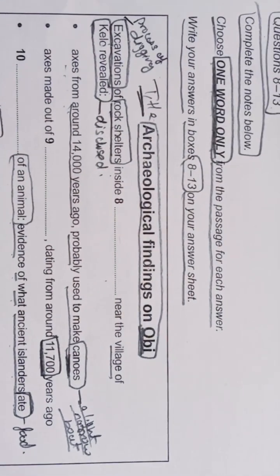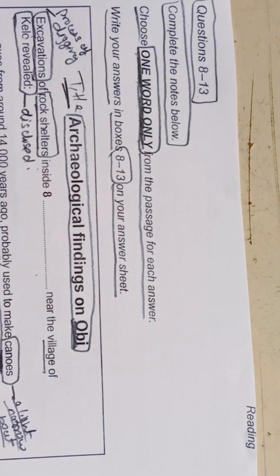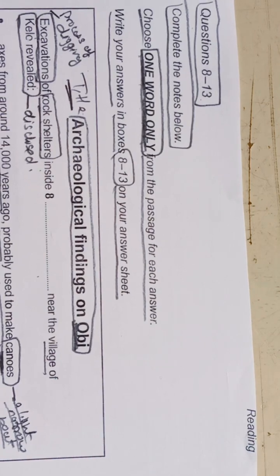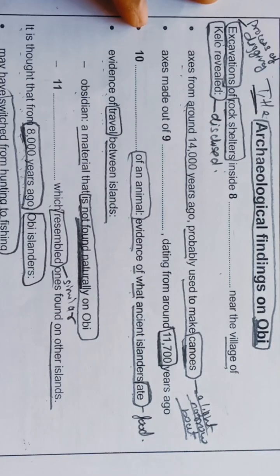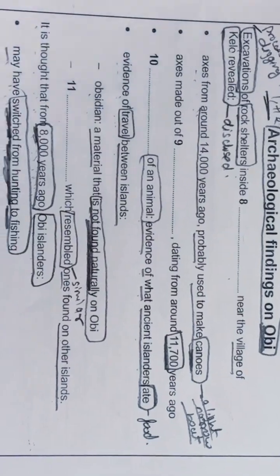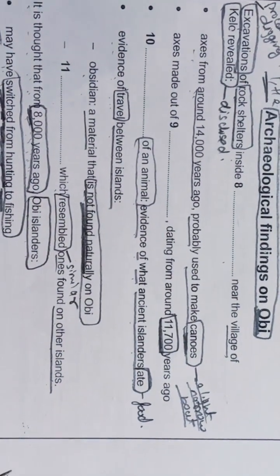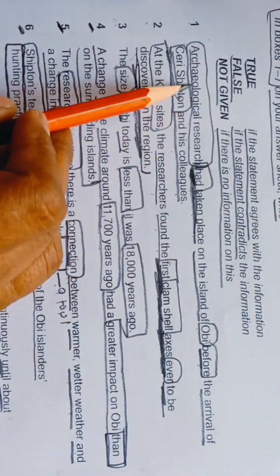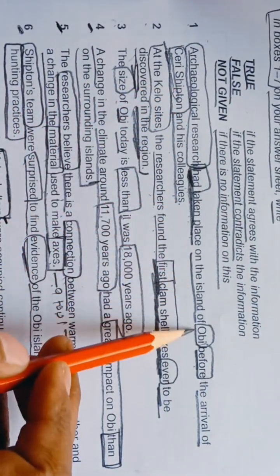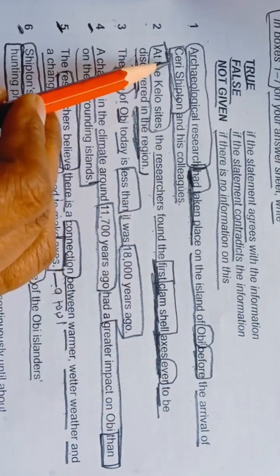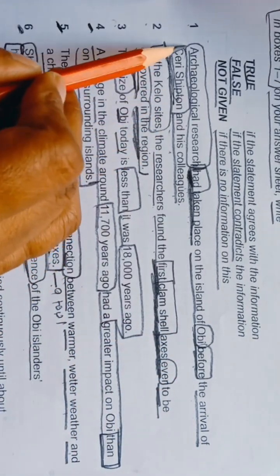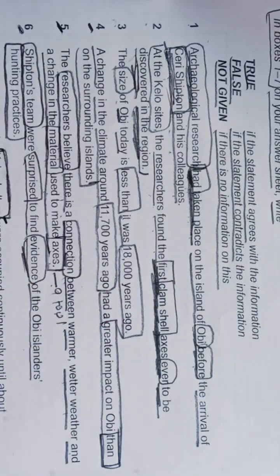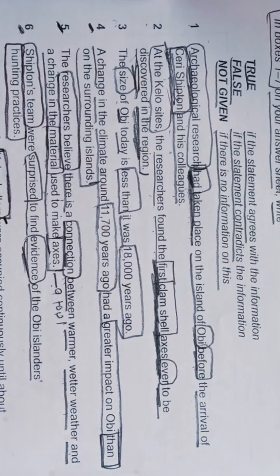So friends, now let's quickly read our paragraphs and find the answers. Our first keyword: archaeological research had taken place on the island of Obai before the arrival of Sherry Simpson and his colleague. So this is our keyword.